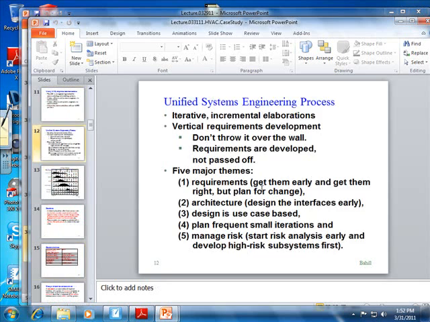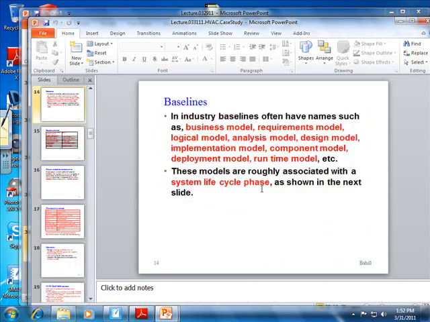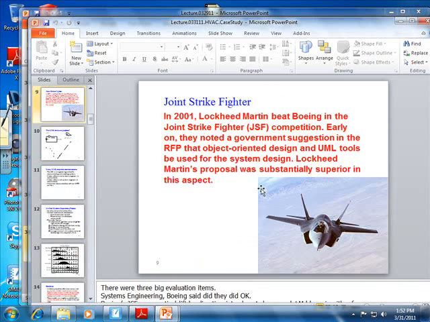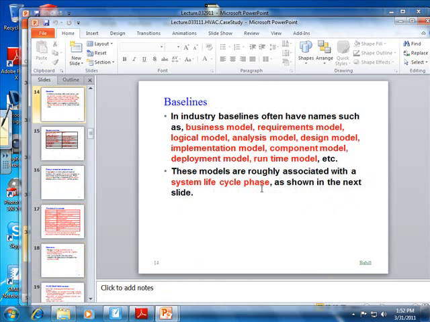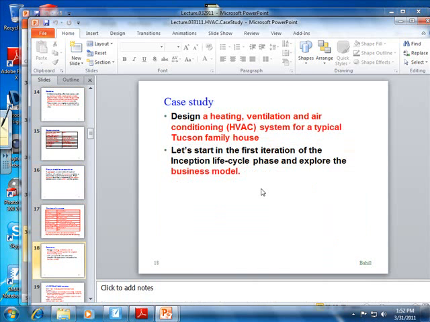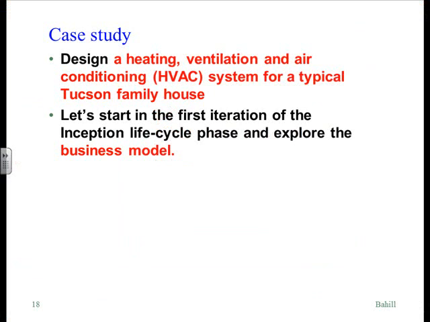This one is going to give us a more detailed analysis of UML and how it is actually applied to develop a system. In this case, we're going to look at a case study that was done, for designing a heating, ventilation, and air conditioning system for a house in Tucson, Arizona. So this is not a complex system for us, but it provides a good case study for teaching. We're going to go through these slides, and you'll see the different UML diagrams and how they are used.